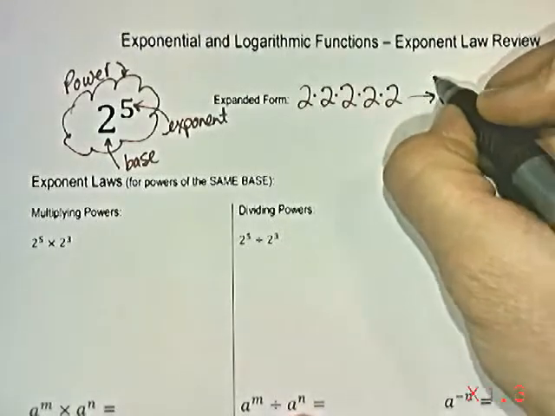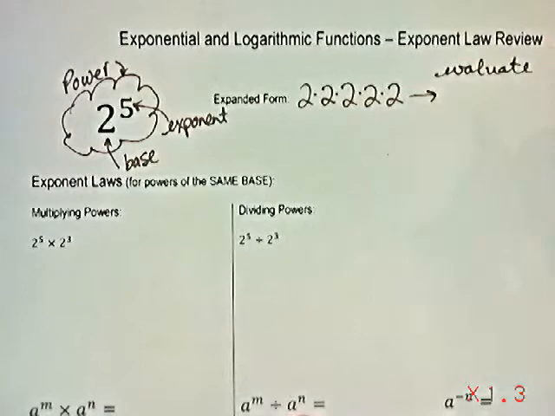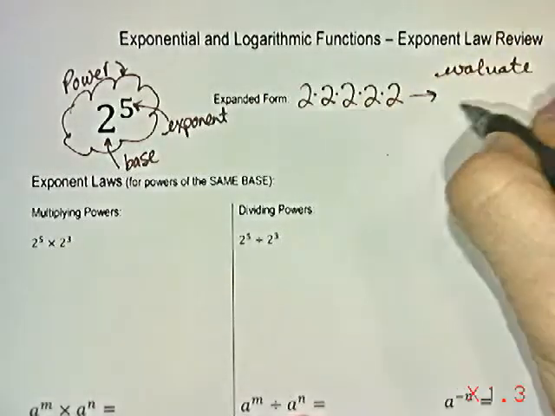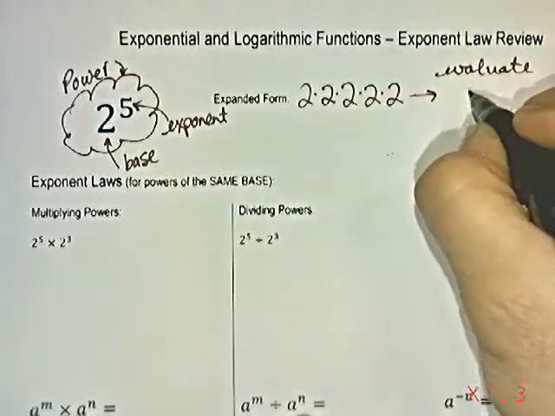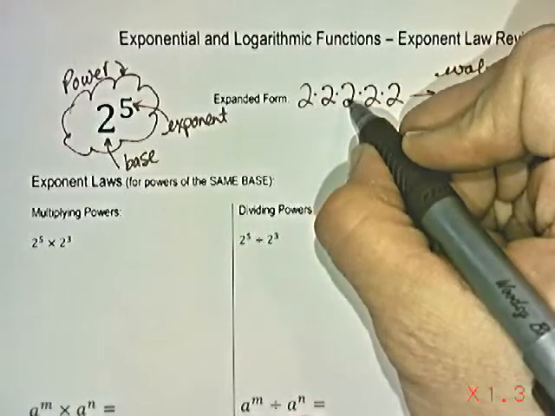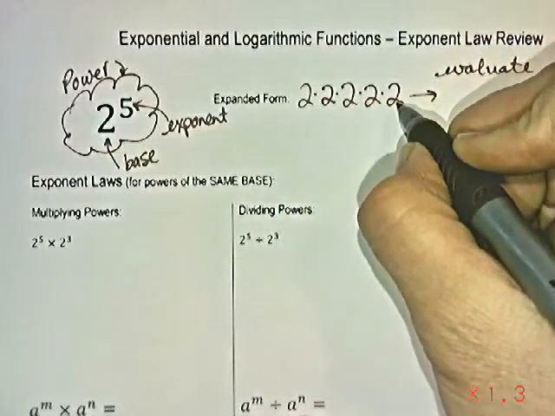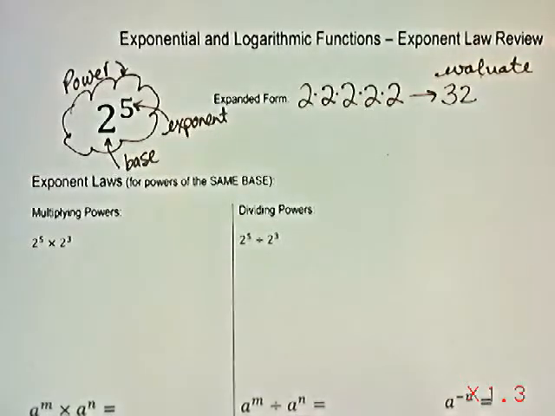And if you are asked to evaluate, then you are asked to give the rock solid answer to this. This would be simplified exponential form. This is expanded form, asking to be evaluated. Here we've got 2 times 2 is 4, times 2 is 8, times 2 is 16, times 2 is 32. So the evaluated answer is 32.